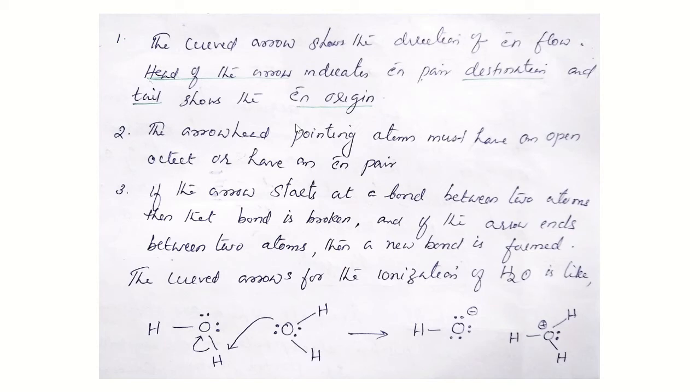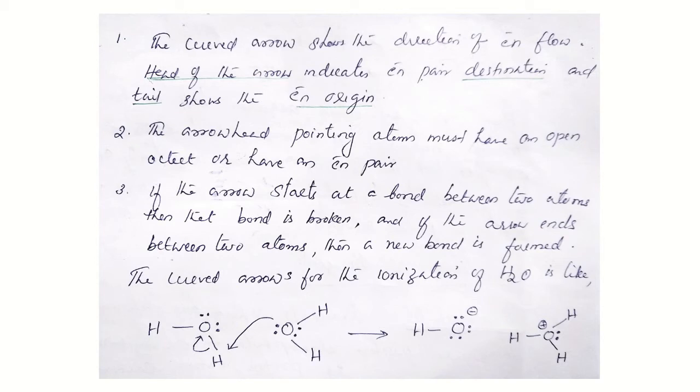Some important points that you should keep in mind about arrow formalism are: the first one, the curved arrow shows the direction of electron flow. That is, the head of the arrow indicates the electron pair destination and the tail shows the electron origin. That means the head of the arrow indicates the electrons' destination, where these electrons are flowing to, and the tail of the arrow indicates where these electrons are coming from. And the second one is the arrowhead pointing atom must have an open octet.